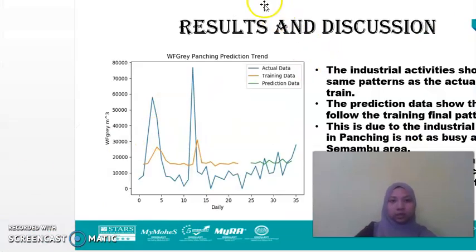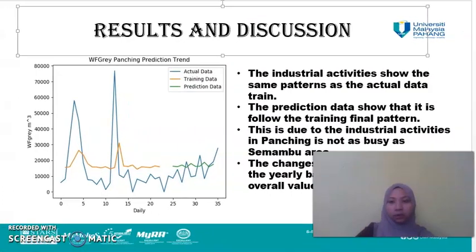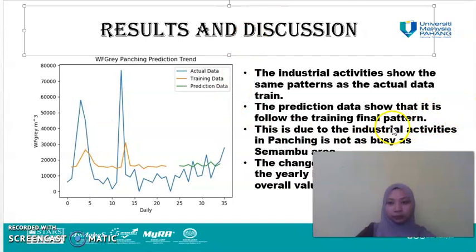Next, this is the result for my objective number 3, the prediction of grey water footprint using deep learning algorithm. It shows that for the Panching area, the industrial activities show the same pattern as the actual data trend. As you can see there, the green line is the prediction data. The prediction data follows the trend pattern, and this is because the industrial activities in Panching are not as busy as the Semambu area, so the yearly changes in quantity do not affect the overall value of grey water footprint.